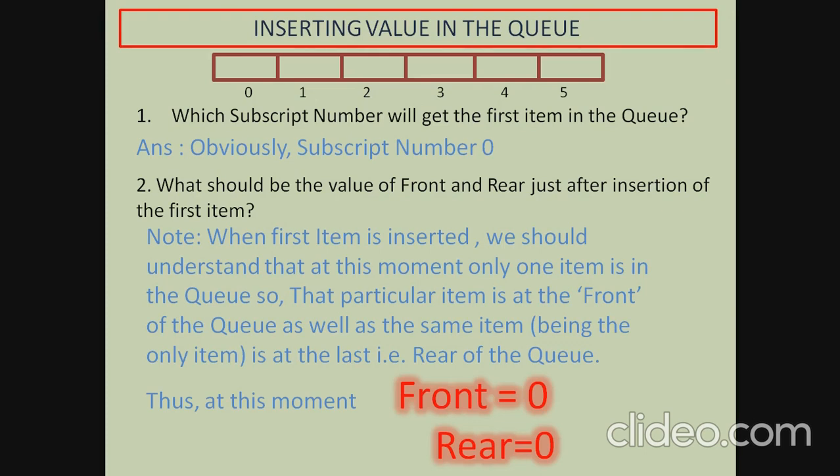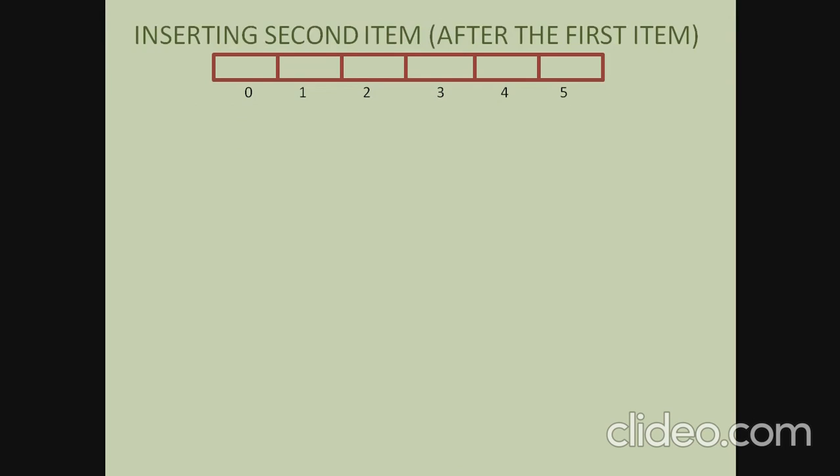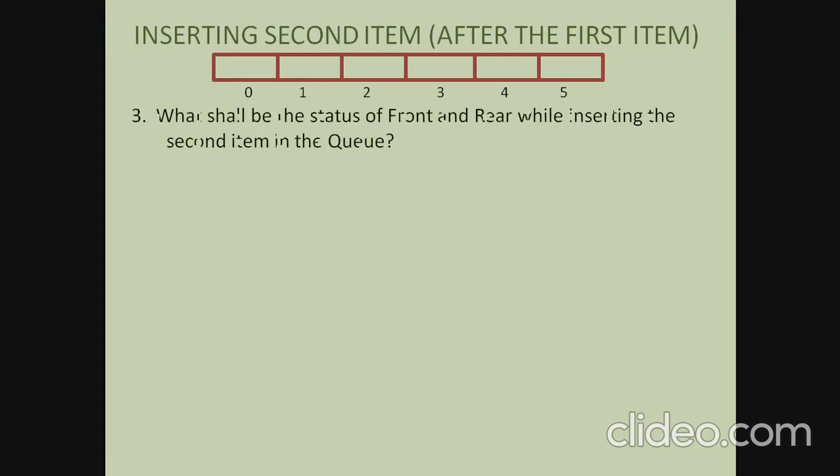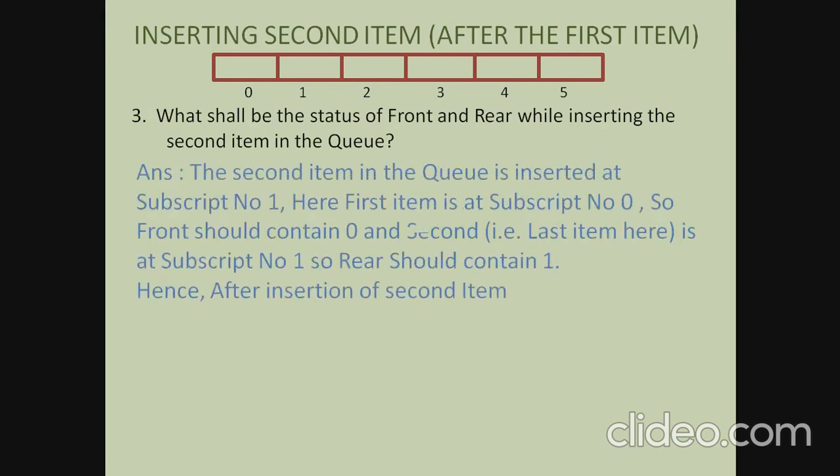So let us see, inserting the second item. The first item has been inserted. To insert the second item, what should we do? What should be now the value of front and rear? We can see that as the queue takes the second item at subscript number 1, and at this given moment this is the last item, rear should be made 1. But as the first item is in front, at subscript number 0, front should be 0. So front should be 0 and rear should be 1.